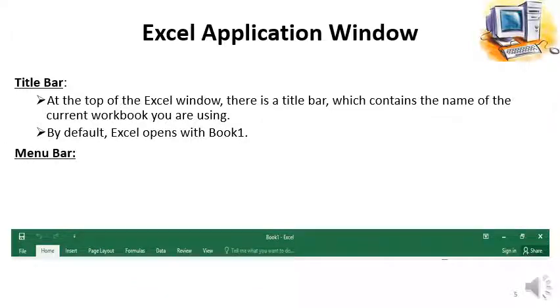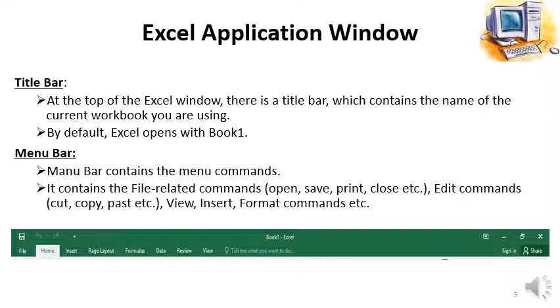Second important component, menu bar. Menu bar contains the menu commands. Here the menu bar contains File tab, Home tab, Insert tab, Page layout, Formulas, Data, Review and View. All these different menus are available on the menu bar. It contains the file related commands: open, save, print, close, etc., edit commands, cut, copy, paste, etc., view, insert, format commands, etc. All these different commands are lying under these different types of tabs which are given in the menu bar.